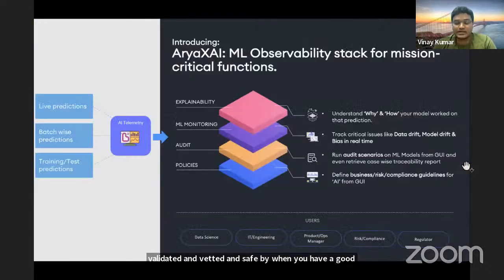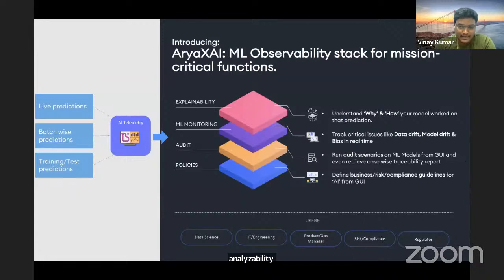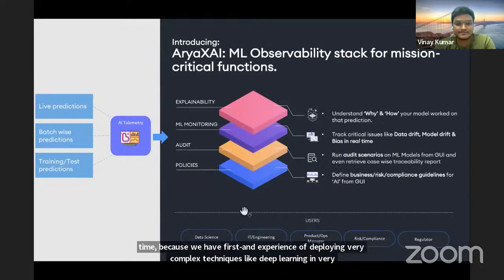So this is what we have been focusing on for quite some time, because we have firsthand experience of deploying very complex techniques like deep learning in very regulated industries.